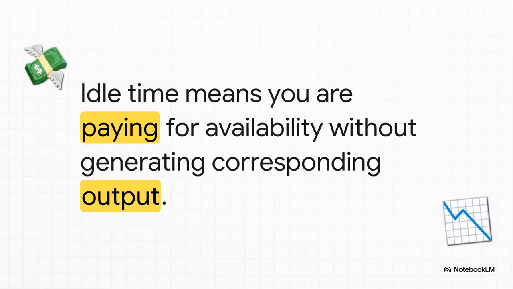Remember what we said earlier? Idle time means you're literally paying for availability without generating any corresponding output. That idle time still costs the company real money. And that's exactly why keeping your usage ratio completely separate from your idle time ratio is paramount. It forces management to confront the very real difference between what they are paying for and what they're actually getting.